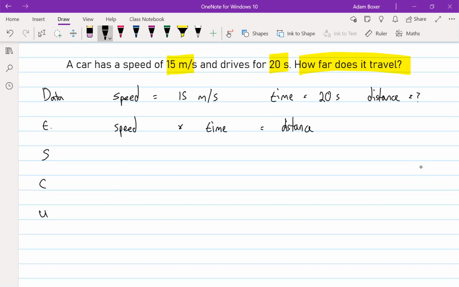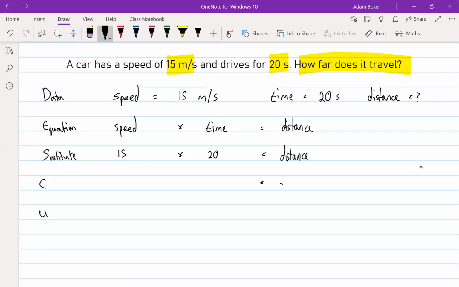Oh, sorry, I should have asked you what the E stands for. I gave it away. I made it too easy for you. What about the S? What does the S stand for? Say your answer to screen on 3. 1, 2, 3. S stands for substitute, which is where you take the data and put it into the equation. So in this case, that would be 15 multiplied by 20 equals distance.